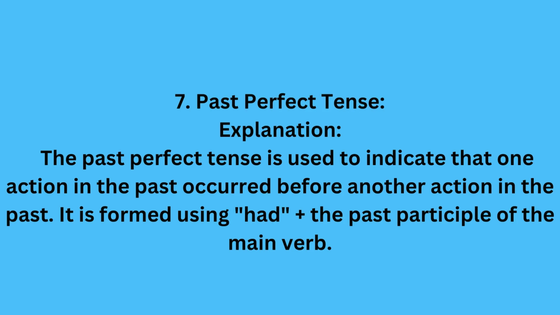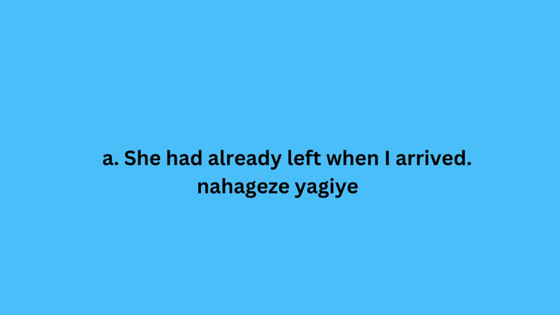The past perfect tense is used to indicate that one action in the past occurred before another action in the past. Iyi tense rero tuyikoresha igihe dushatse kugaragaza ko hari igikorwa cyabaye mbere y'ikindi gikorwa mu gihe cyashize. Urugero, she had already left when I arrived. Bivuze ngo nahageze nyuma, we yahavuye mbere. Iyi bayita past perfect.